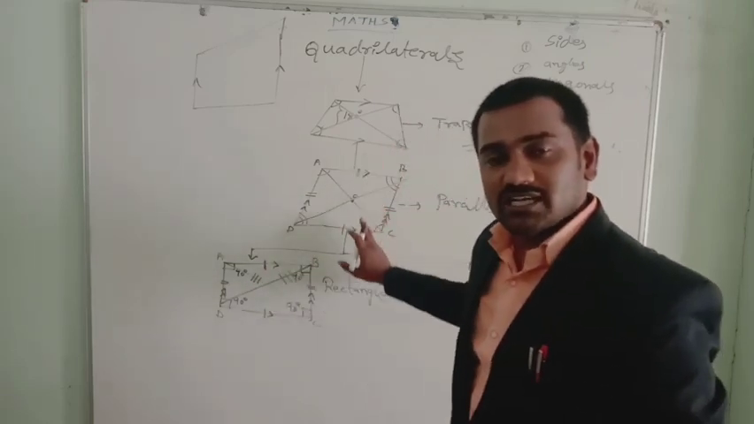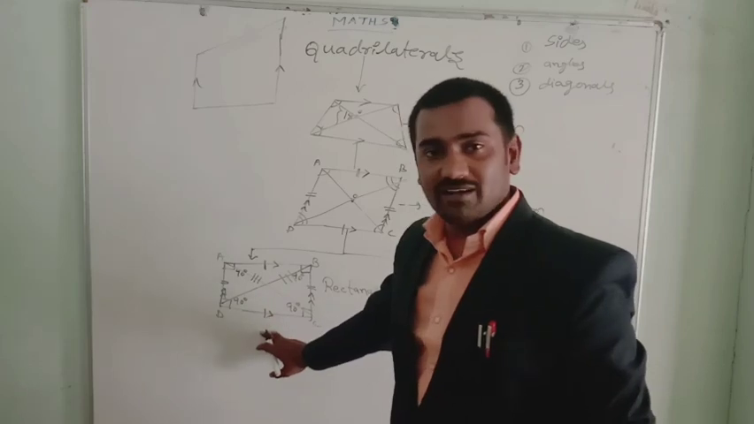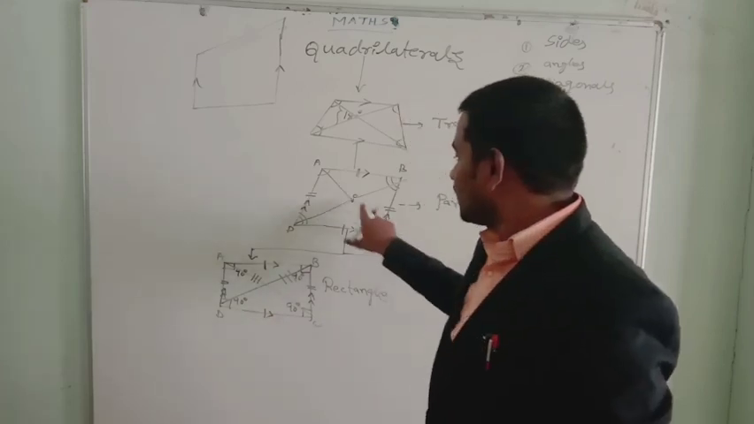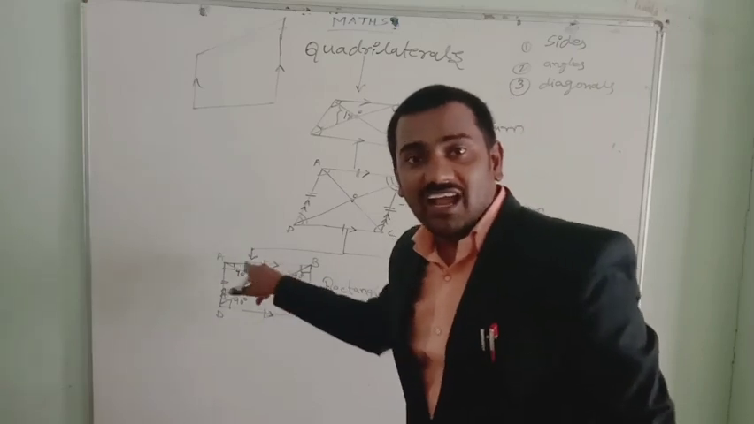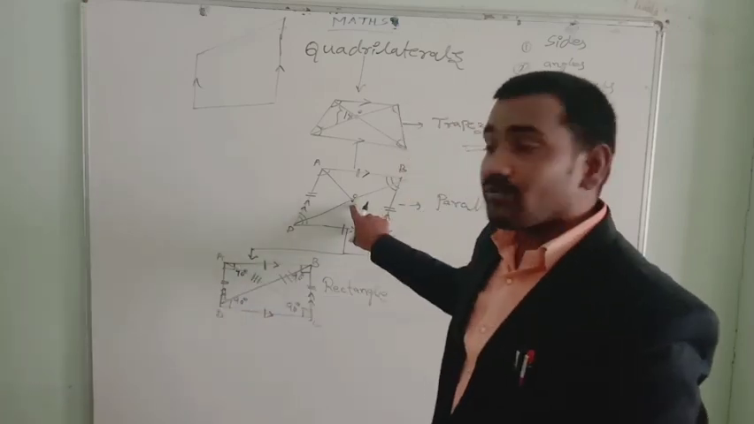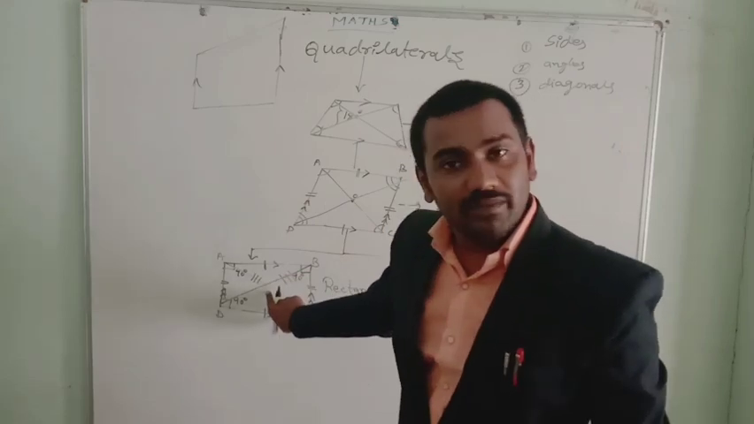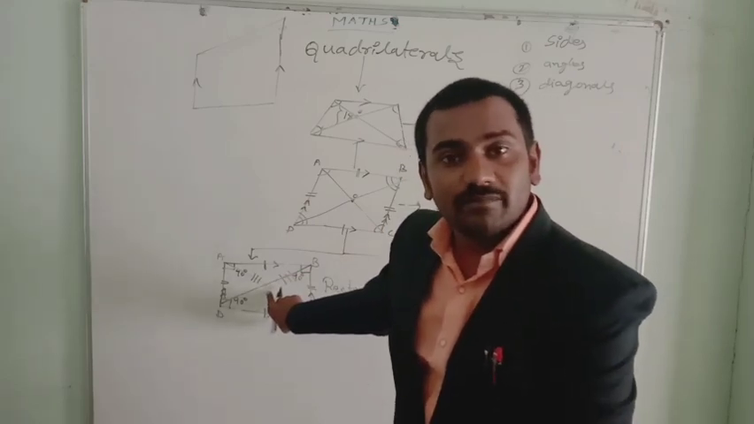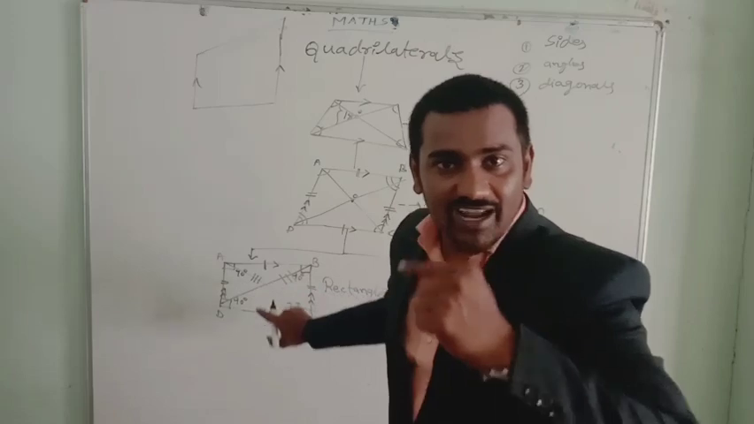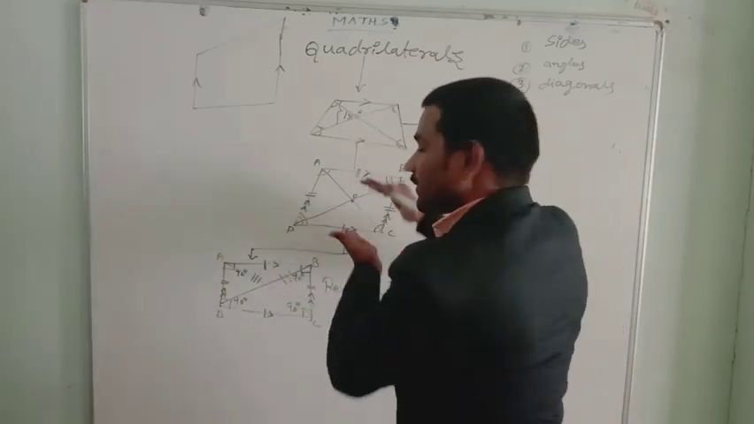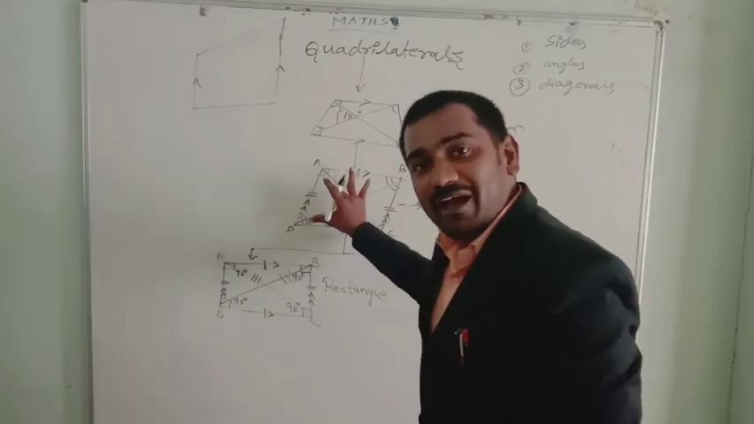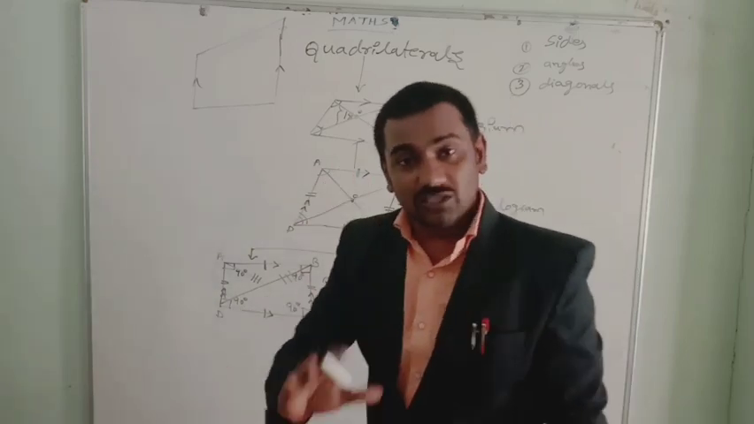Whatever properties the parallelogram has, it has the same properties. Opposite sides are equal and parallel. Opposite angles are equal, other than all angles being 90 degrees. Here diagonals are bisecting each other, here also diagonals are bisecting, and diagonals are equal also. So it has some extra properties. So all rectangles are parallelograms, but all parallelograms are not rectangles. This you need to remember.